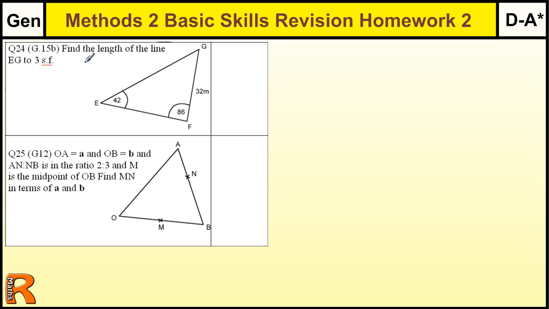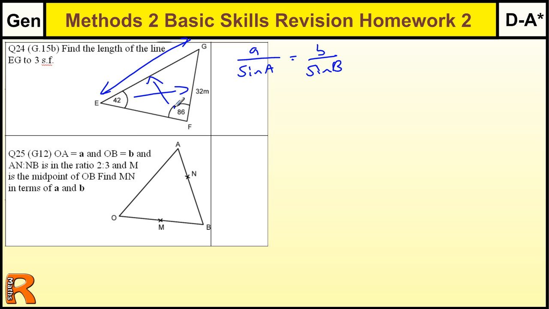Question 24, we have a triangle. It's not a right angle triangle, this is 86 degrees. And we're trying to find the length EG, which is this one here. To do that, we need to use the sine rule because we have two lengths and two angles where the angles and lengths are opposite each other. So the sine rule works along the lines of this, where, if you're trying to find the length, it's a over sine A equals b over sine B.